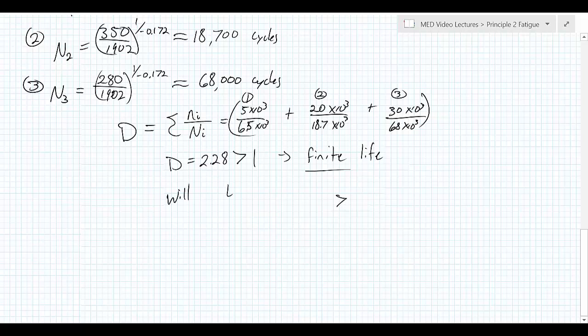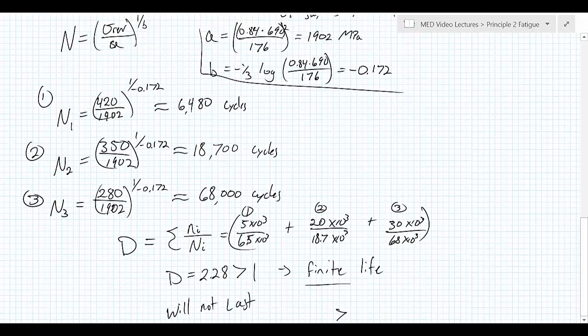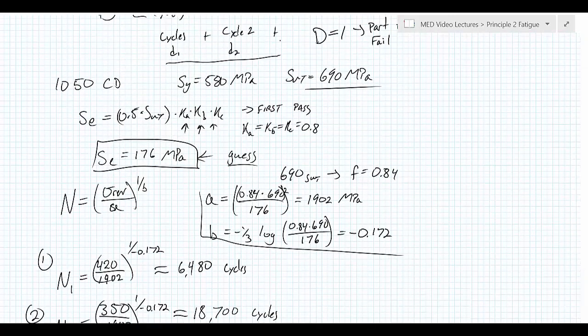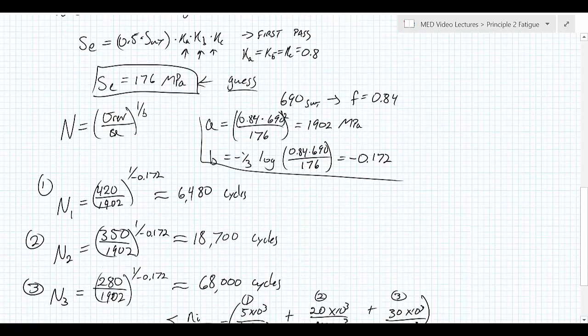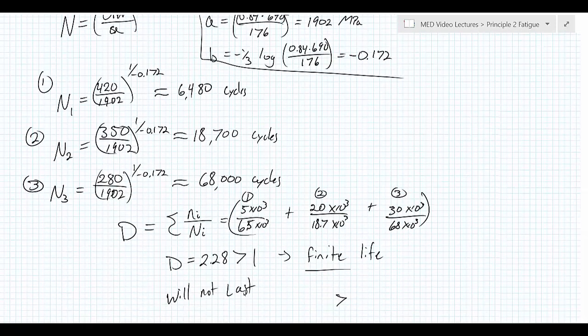This material, if we choose to make it out of this, will not last the desired number of cycles. So if this is a design issue, what we want to go back through is identify ways to either reduce the stress values, reduce the number of life cycles we expect it to experience, or improve the material properties. Those are all design variables that we are allowed to change.